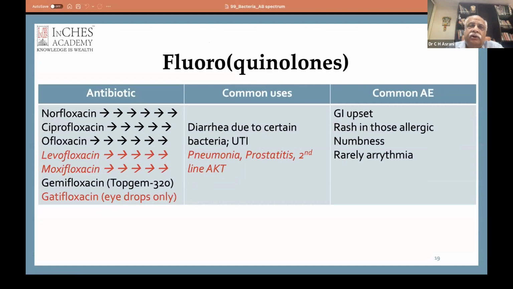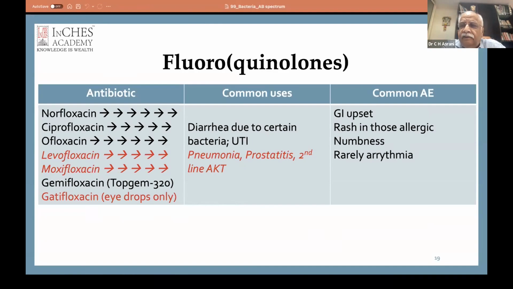Then we have what are commonly known as quinolones or fluoroquinolones. We have norfloxacin, ciprofloxacin, ofloxacin, levofloxacin, moxifloxacin, gemifloxacin, and gatifloxacin, which is only eye drops. Again, doctors who are 55 plus or 60 plus will remember we had a Dombivli fever in Bombay, a suburb of Bombay. It was a typhoid fever which was not responding to chloramphenicol. That was the time ciprofloxacin came in the market and it suppressed that epidemic of Dombivli fever. A lot of people died in that.